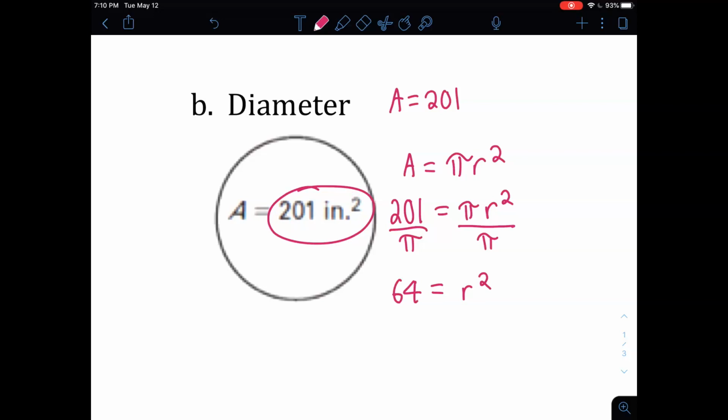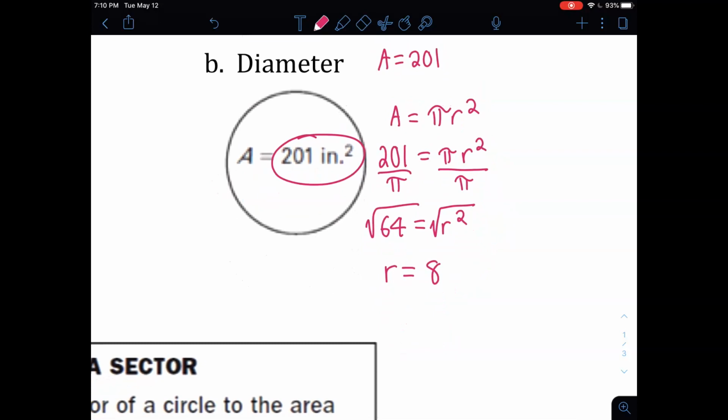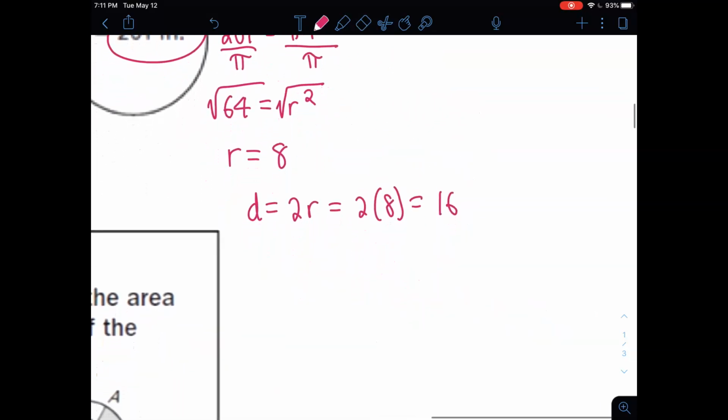All right. Now, how do we undo a square? We do a square root. So r is going to equal 8, because the square root of 64 is 8. Now, how do we find the diameter? The radius is 8. Is the diameter going to be double or half of the radius? The diameter equals double the radius. So it's going to be 2 times 8, which equals 16. And it's going to be inches, actually. And there's our answer.